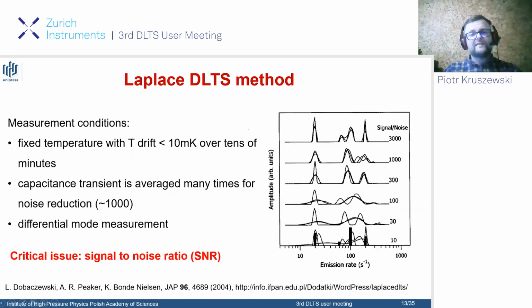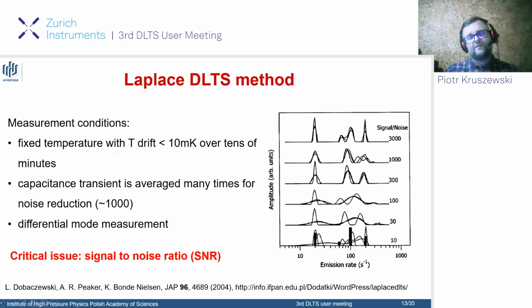As I said before, the critical point in the Laplace DLTS method is the signal to noise ratio. And here you can see the visualization of such a situation. But first, let me say a few words about the measurement conditions. First of all, we need to have a very nicely fixed temperature without drift.